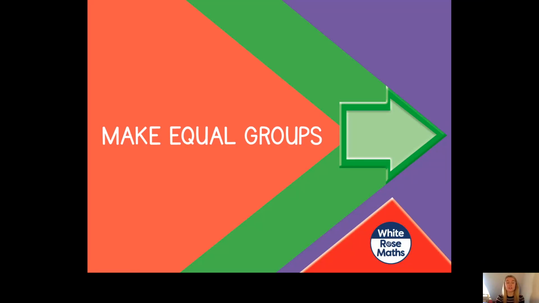How did you get on yesterday? Do you remember what equal means? Yes, that's right, it means the same, doesn't it? So yesterday, we looked at different groups and we decided if they were equal or if they were not equal. Today, we're going to be looking at making equal groups.